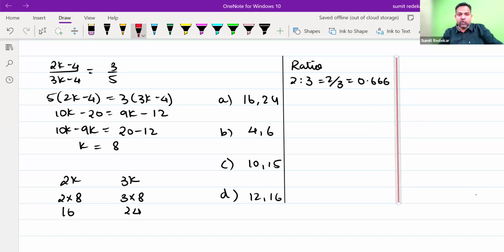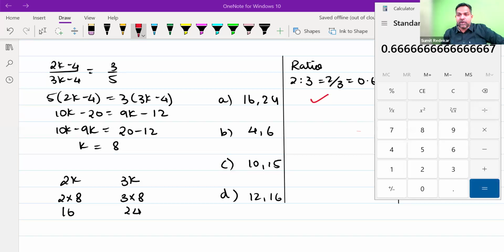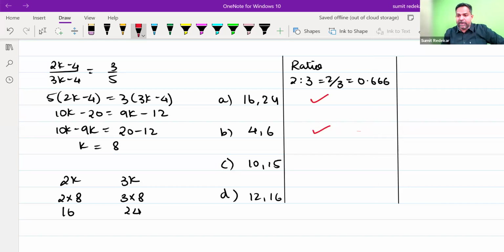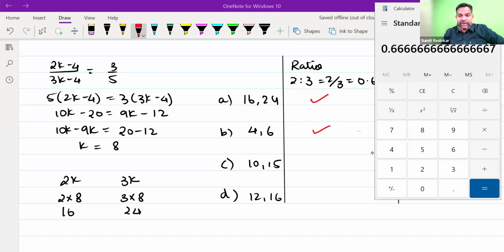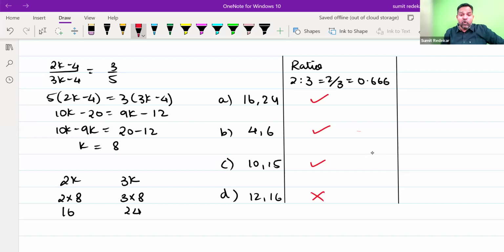So that is going to be the option that agrees. Next is 4 divided by 6, 0.6666. Great. 10 divided by 15, 0.6666. And lastly, 12 divided by 16 is 0.75. So can I say not an option? So out of the 4, 3 agree, 1 does not agree. I will quickly check them for the second condition.